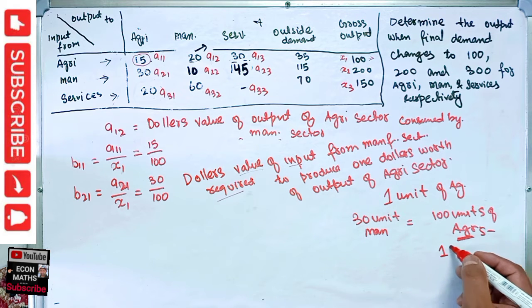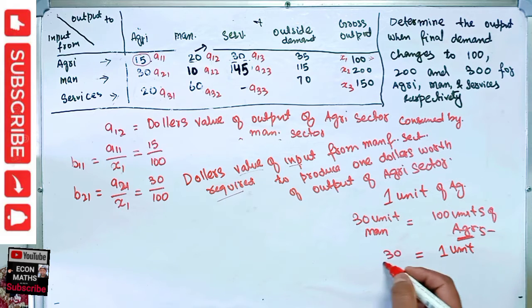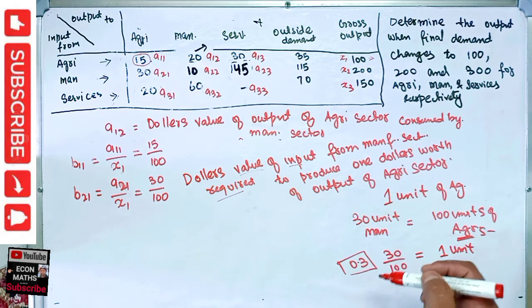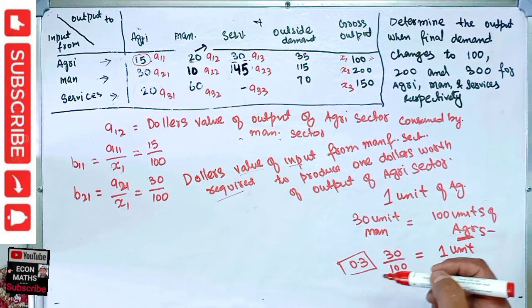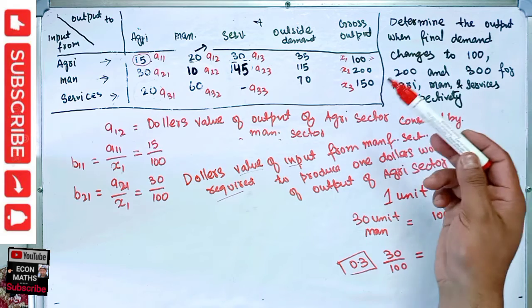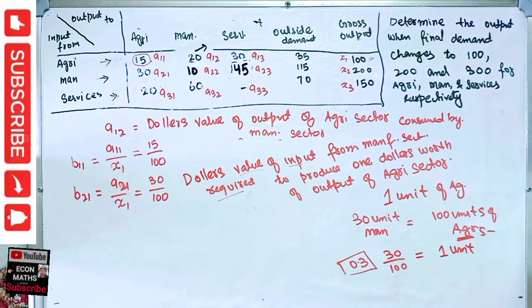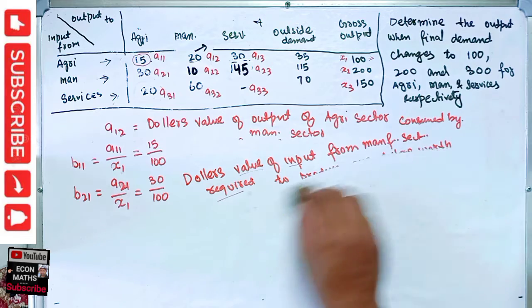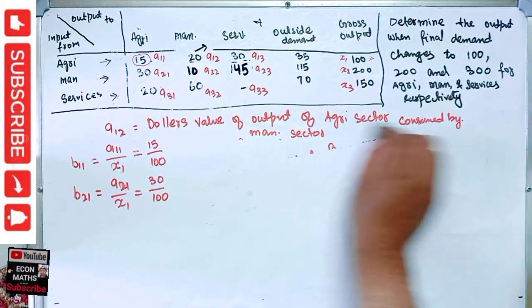So by the unitary method, to produce $1 worth of output, that is 1 unit of the agriculture sector, we need 30 divided by 100, that is 0.3. We need 0.3 units from the manufacturing sector to produce $1 worth of output of the agriculture sector, and the same is true for all these numbers. I hope I am making myself clear. It is getting lengthy, I know that very well, so I will just rub this.